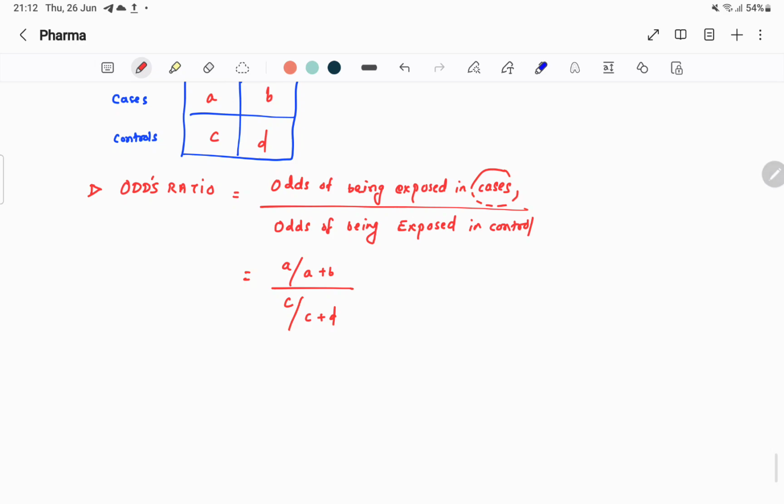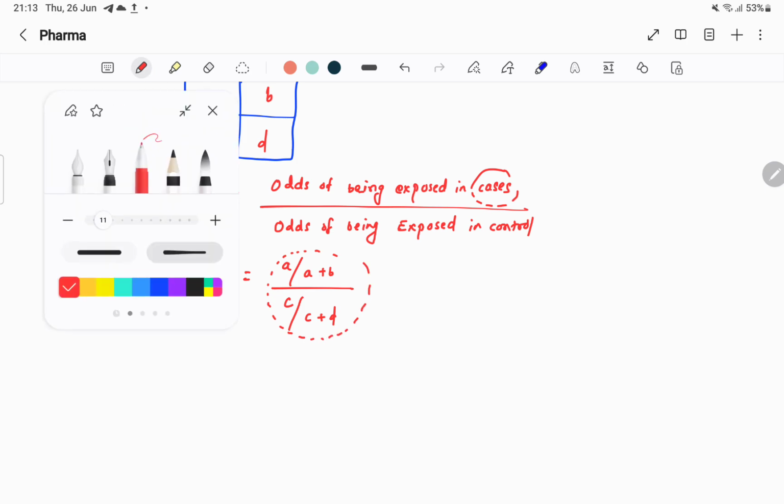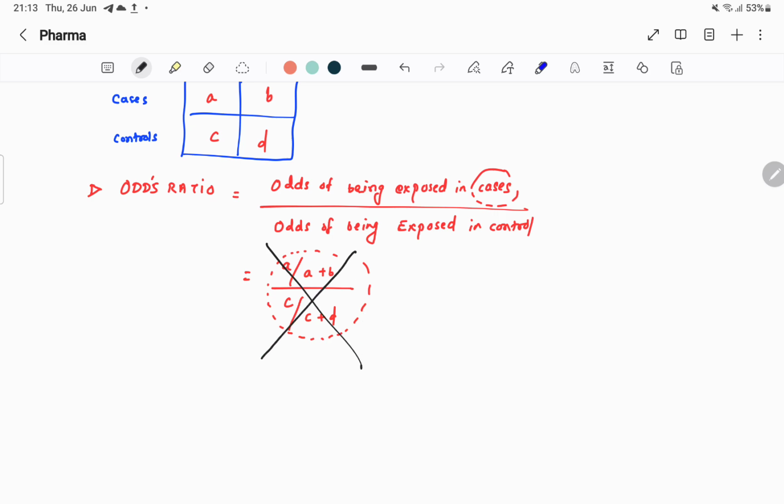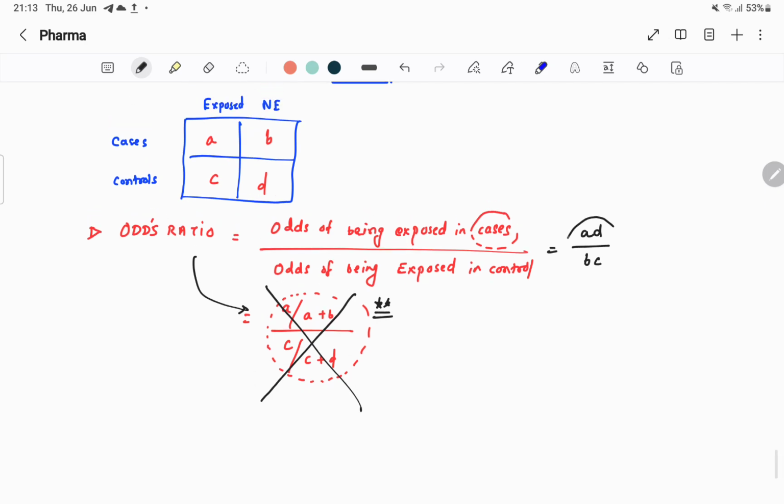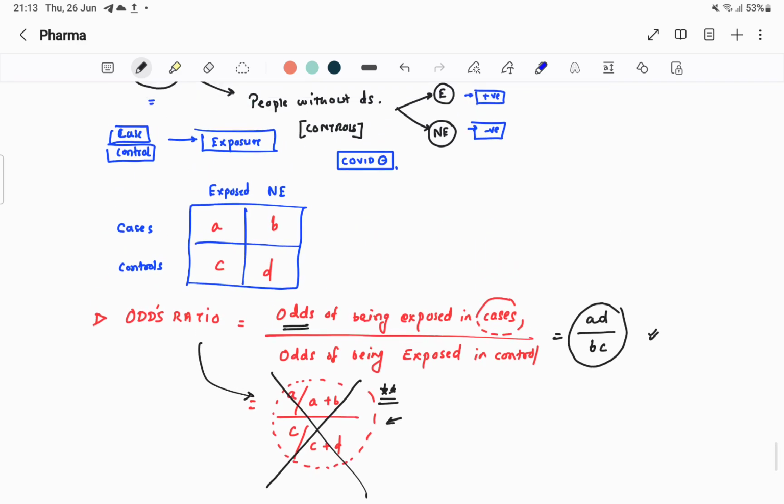But here we have defined a parameter which is not odds. This is about chances. So this formula, just write this and cut this. Here I want to make a negative note for you: this is not odds ratio, this is relative risk. This is not the formula of odds ratio. Odds ratio is AD by BC. Just remember this formula and cut the other one, because odds are equivalent to probability but not similar or the same. Understood?